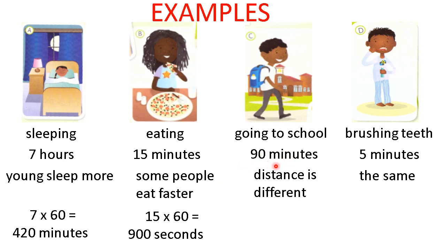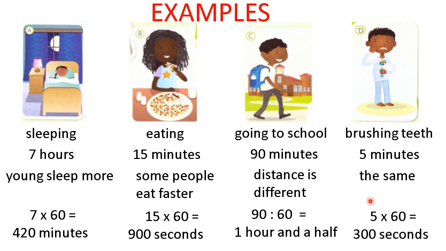90 minutes equals 1.5 hours. There are 60 minutes in an hour, and 90 divided by 60 is 1 hour and a half. 5 minutes is equal to 300 seconds. In 1 minute there are 60 seconds. 5 times 60 equals 300.